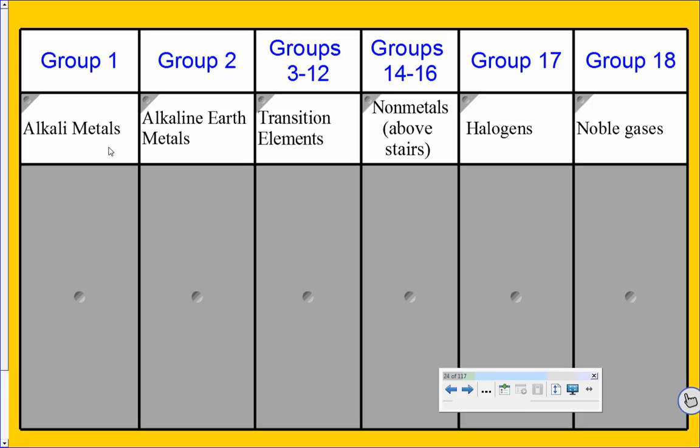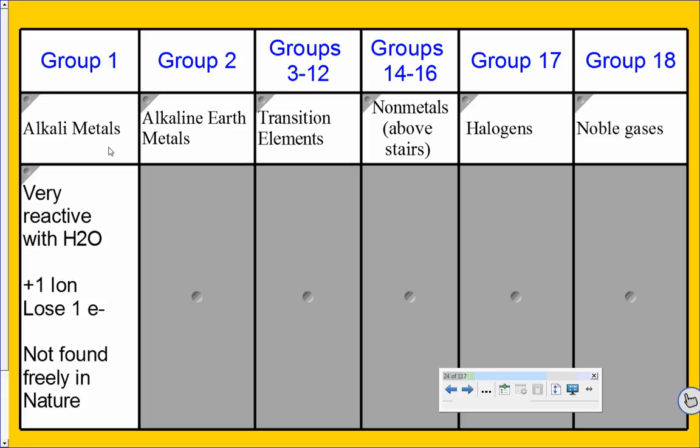That middle section, that kind of shorter, squattier area on the periodic table, you should know as the transition elements or transition metals. And generally, when we talk about anything in groups 14 through 16, we're talking usually above the periodic table or above the staircase. So we're talking about nonmetals.